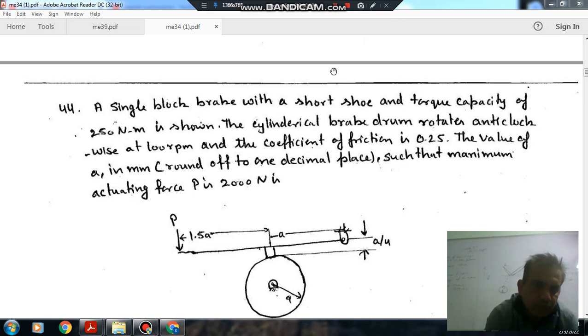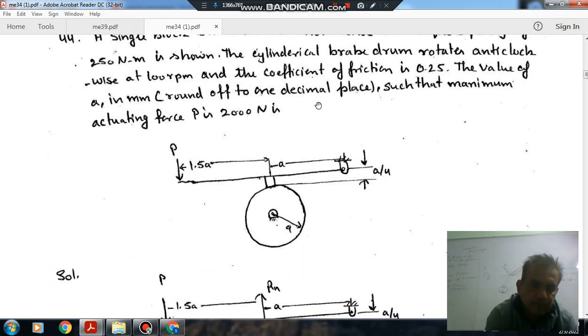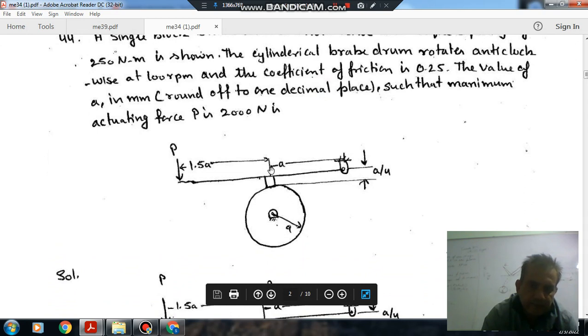The question number 44 is a single block brake with short shoe and torque capacity of 250 Nm is shown. The cylindrical brake drum rotates anti-clockwise at 100 rpm and the coefficient of friction is 0.25. The value of A in mm, round off to one decimal place, such that the maximum actuating force P is 2000 Newton. Okay, so this is your drum and its radius is A.